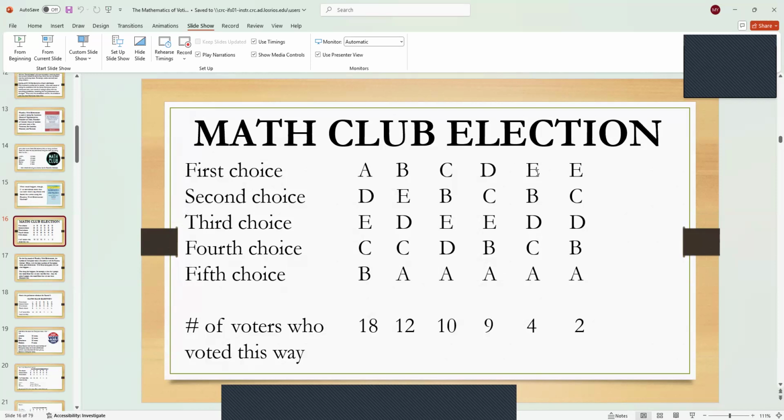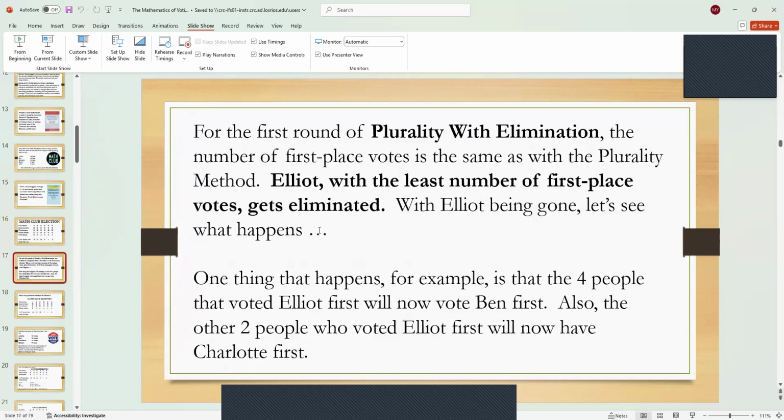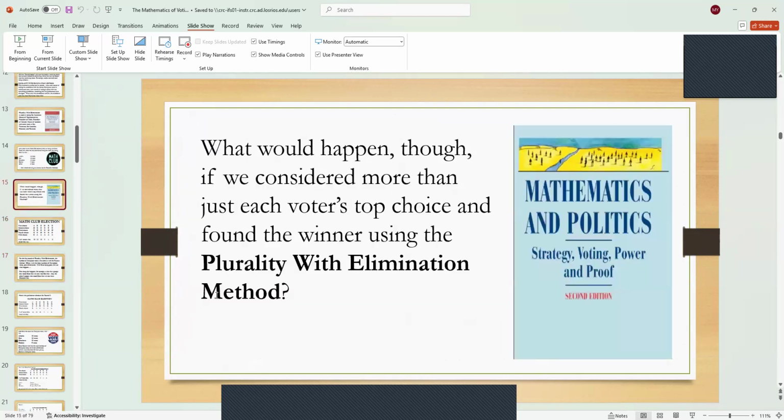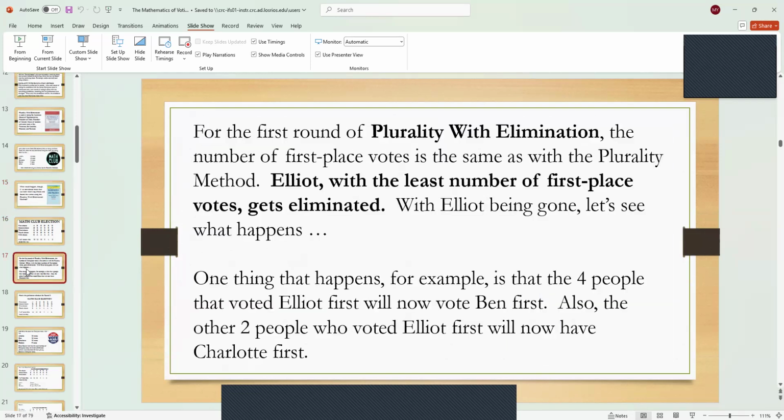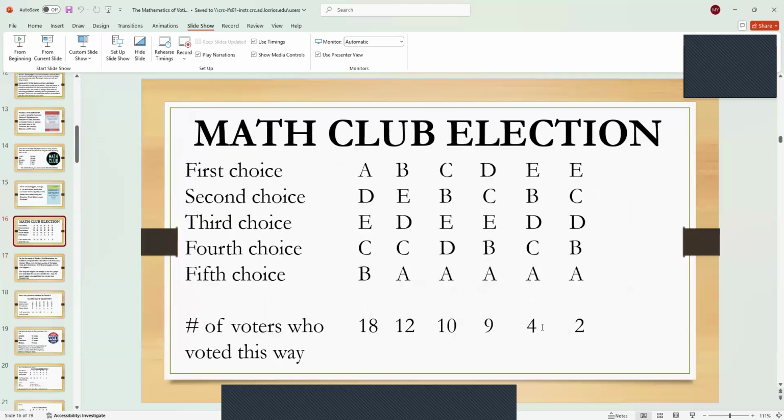If we got rid of Elliot, which we're about to do because Elliot has the least number of first place votes, remember, we are going with the plurality with elimination method right now. We're talking about who would be the winner using plurality with elimination. So if Elliot gets eliminated, what happens? One thing that happens is the 4 people that voted Elliot first are now going to have Ben first, right? These 4 people right here, if Elliot is gone, then Ben bumps into their top position. So if Elliot gets eliminated, Ben is kind of happy about that because Ben picks up 4 more first place votes right here. Charlotte picks up 2 more if we eliminate Elliot.